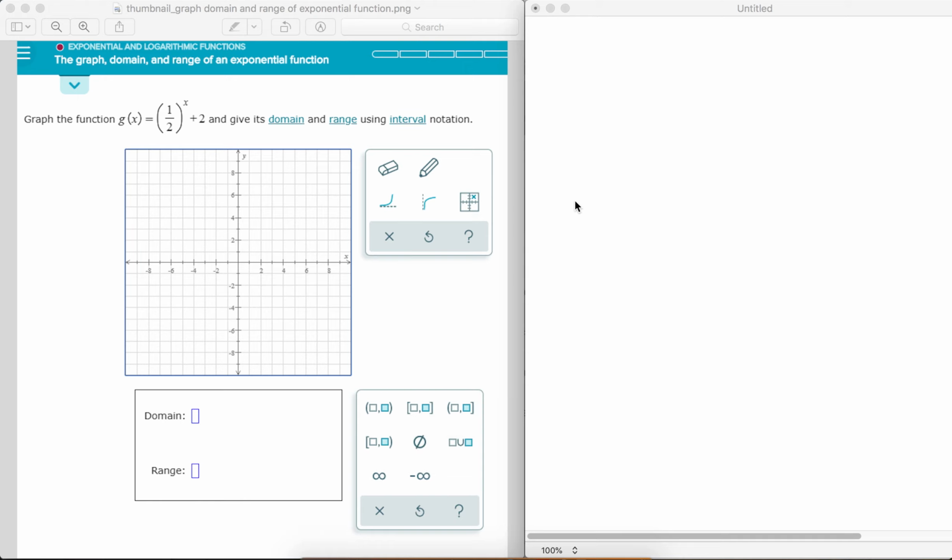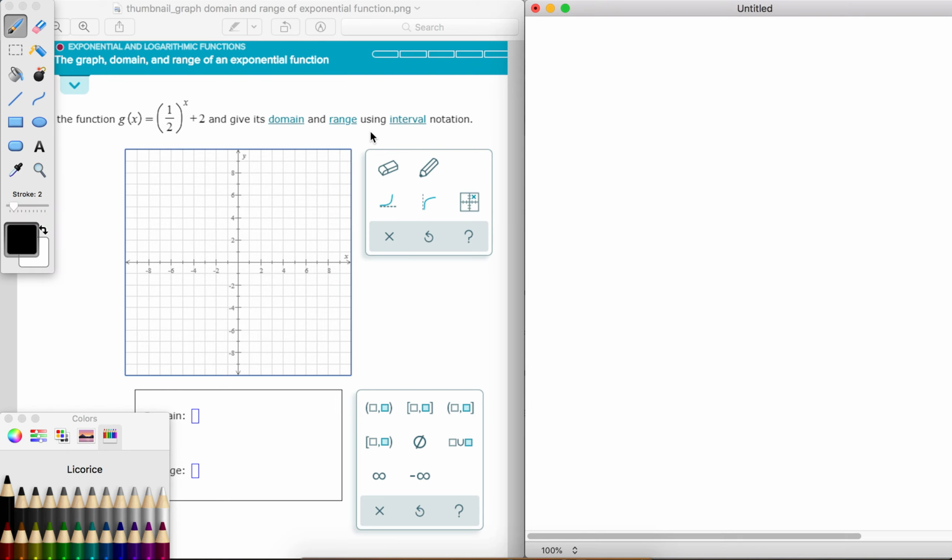Okay, the graph, domain, range of an exponential function. So we're given this function. We're supposed to graph. Okay, so I just have a picture here. I don't have the actual Alex tool pulled up, but what Alex is going to want you to do is to get a couple of points and then use those points to graph.